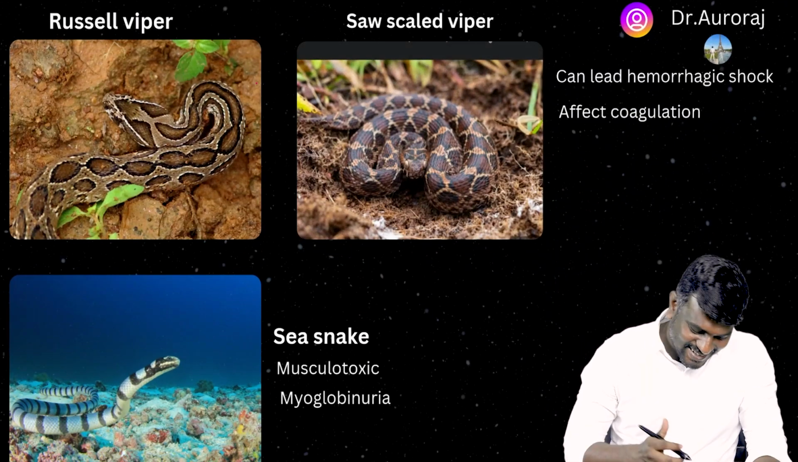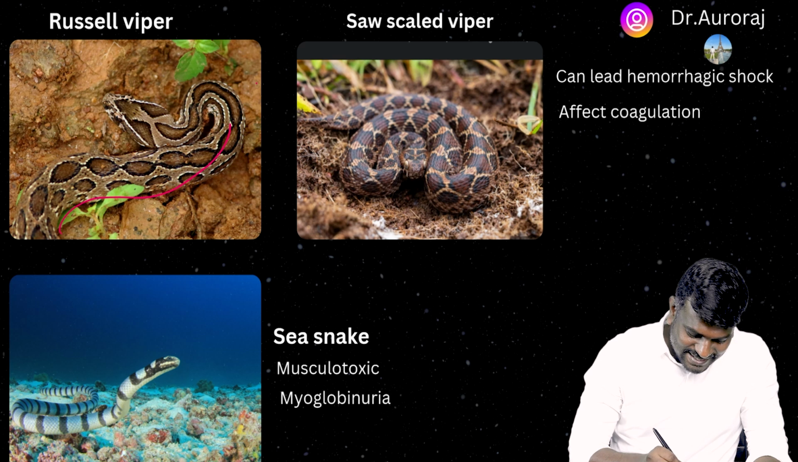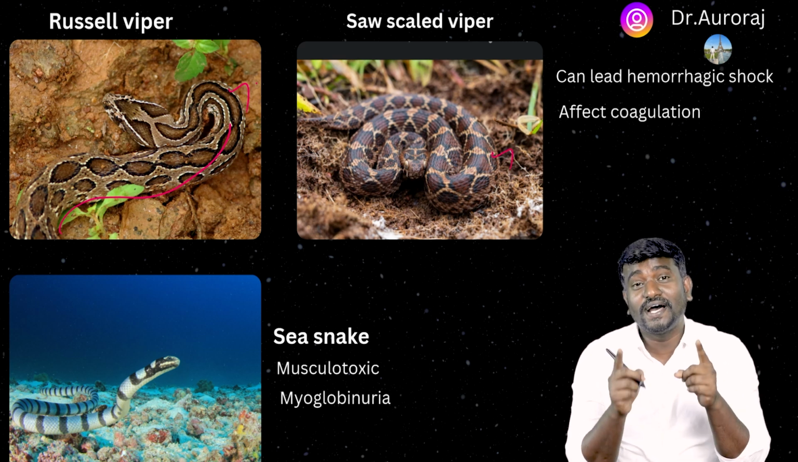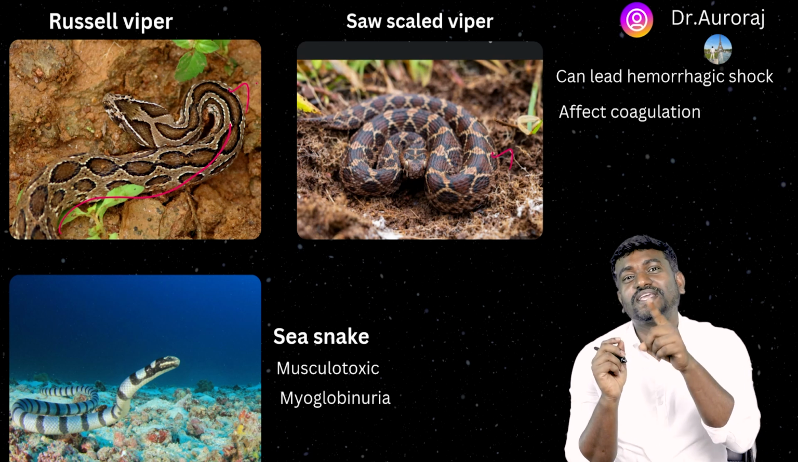Look at the image here. This is going to be what? Russell viper. Yes, please look at the snake's image carefully. And this is going to be saw-scaled viper. Remember, the viper's bite can lead to hemorrhagic shock.